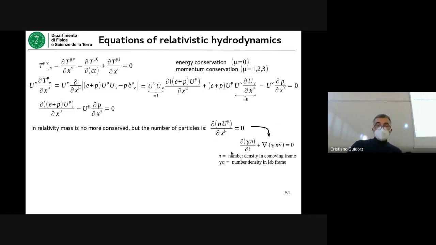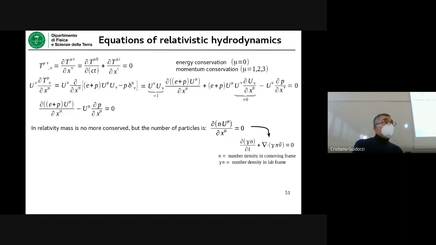Now, if you look, this again looks like a continuity equation, where the conserved quantity is gamma n, because I have gamma n here, gamma n times v. But n is, by definition, the number density in the comoving frame, the number of particles per unit volume in the comoving frame. When you move from the comoving frame to a generic frame, in which, for example, the fluid is moving with a Lorentz factor gamma, the number density increases by a factor of gamma. Imagine a volume element, and imagine you see it in the comoving frame of the element itself, and in a frame which has a Lorentz factor gamma.